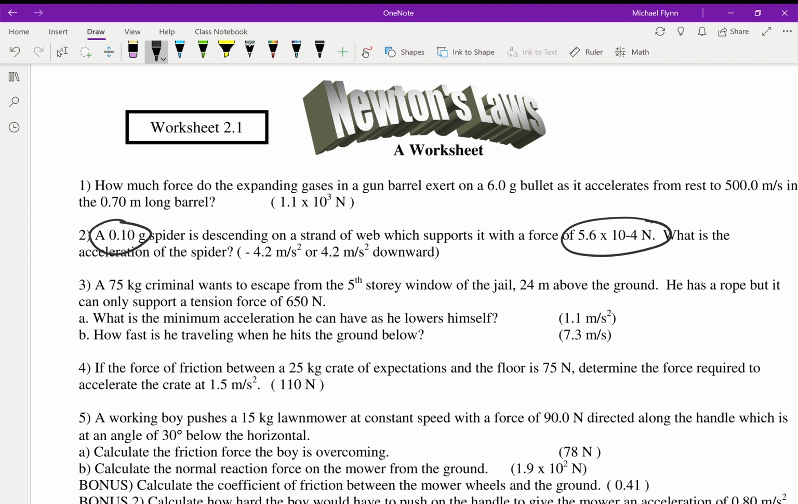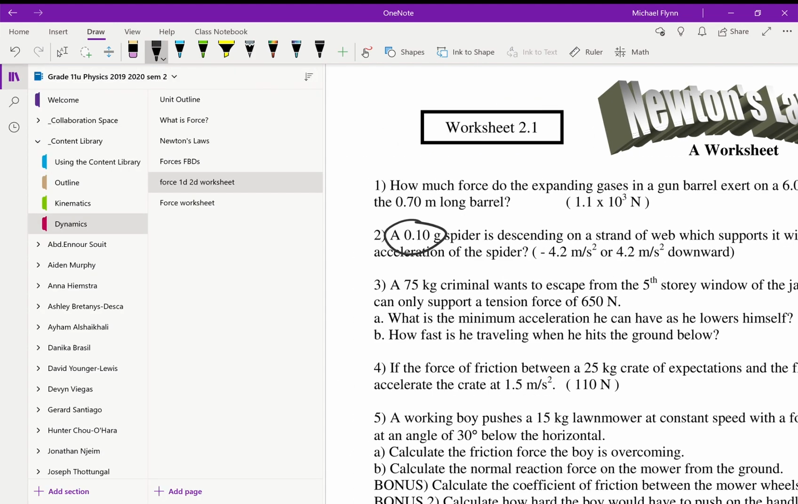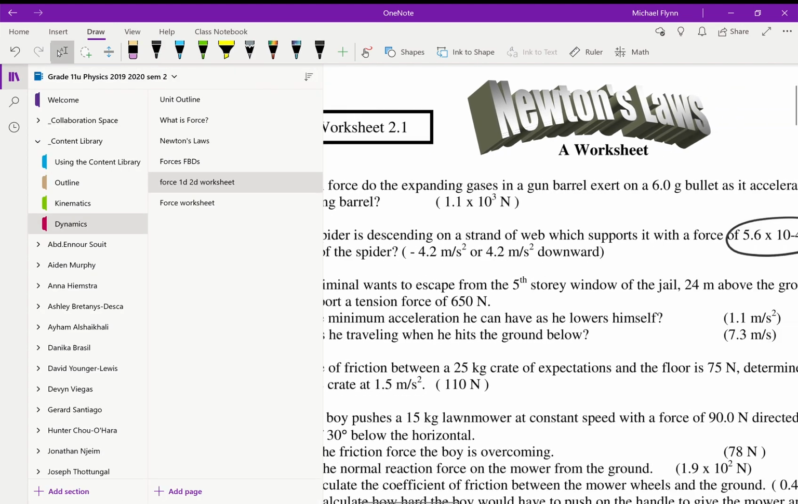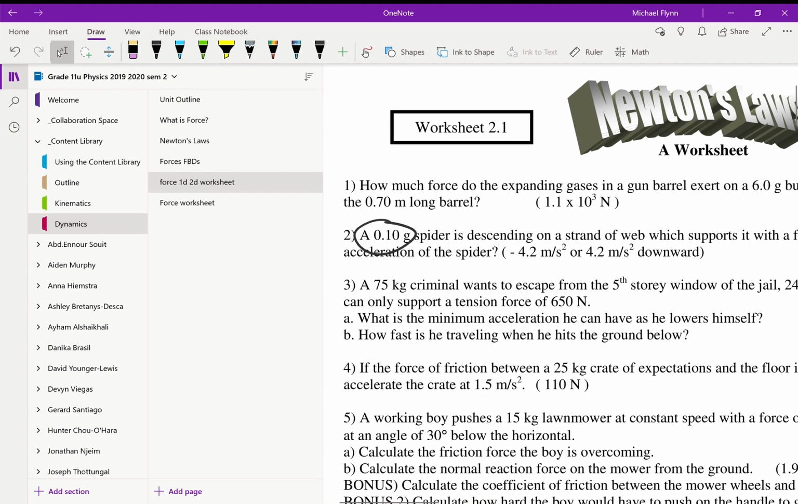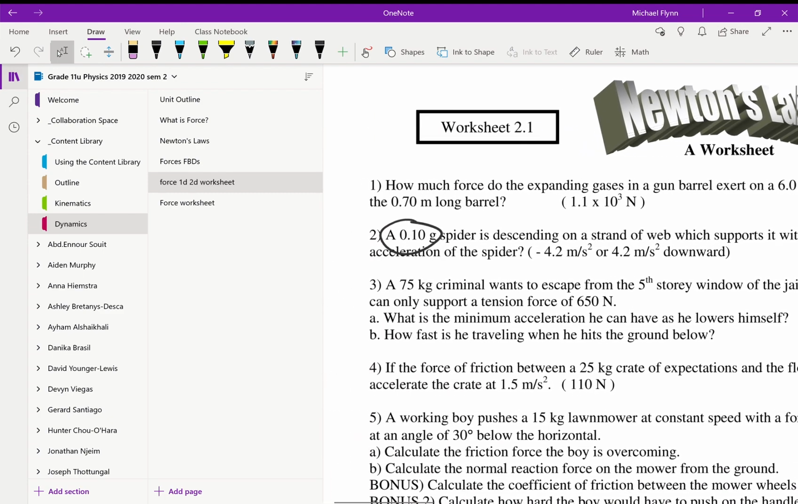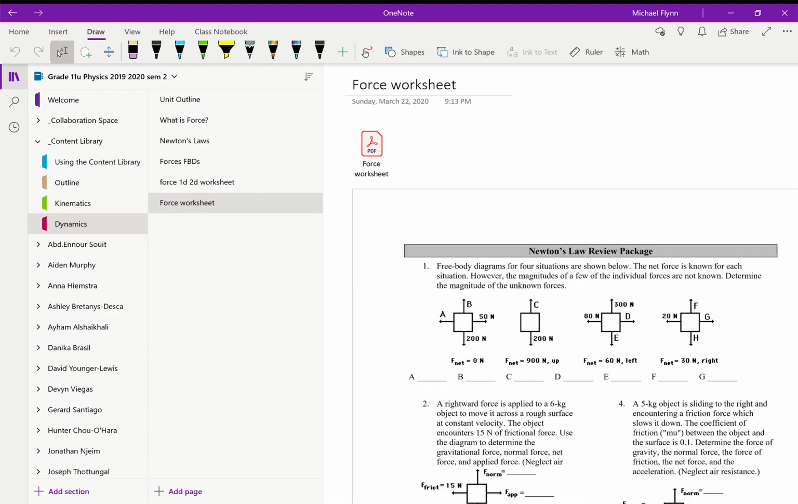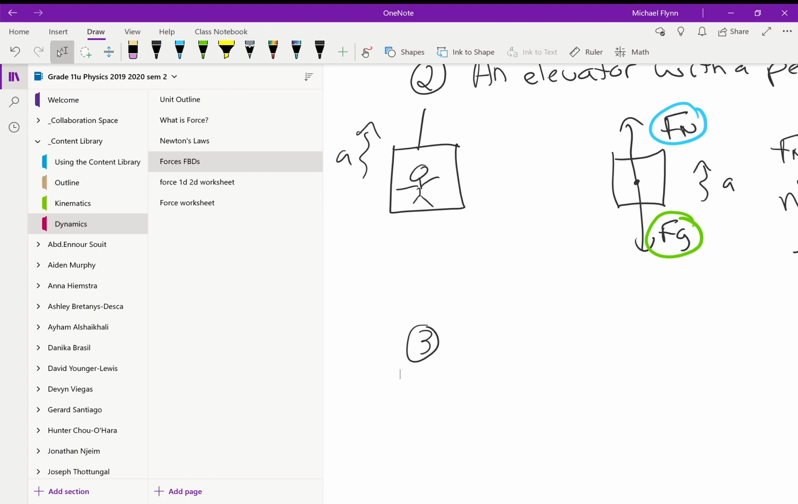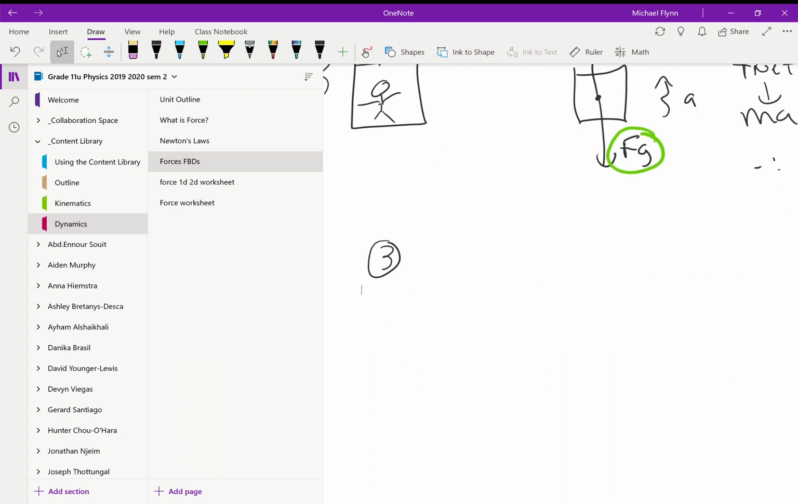You can't just put F equals ma. It doesn't work that way. Okay, so look, let me show you. Here's how you do a question like this. So I'm going to go back to my notes. I'm just going to remember that number, 0.1 and 5.6 times 10 to the negative 4. Okay, let's go back here. All right, so let's do the spider question.